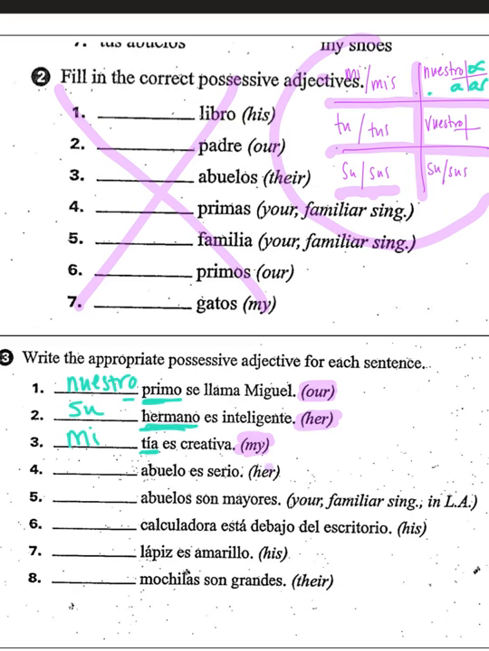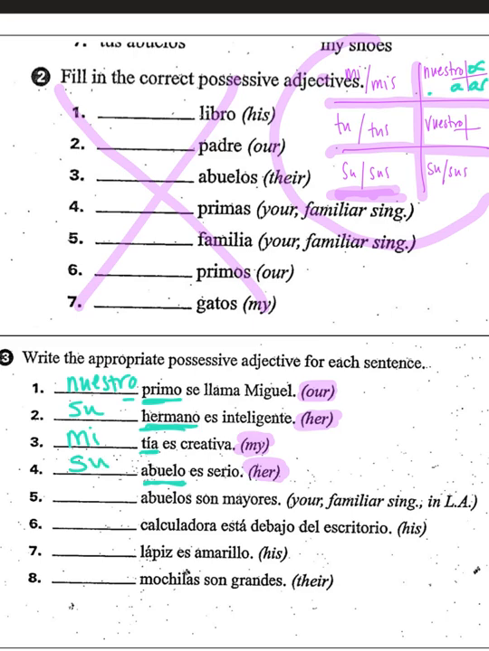All right, chicos, next one, "her." She. Again, let's go in here. Box 3. Su or sus. How do I know which one? Right there. That is singular, so it's going to be su.